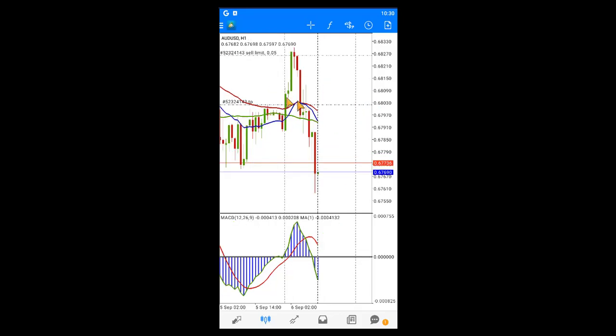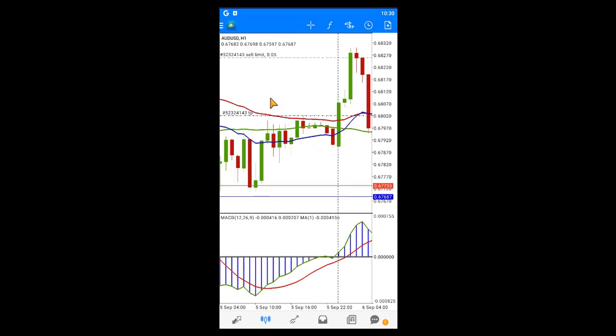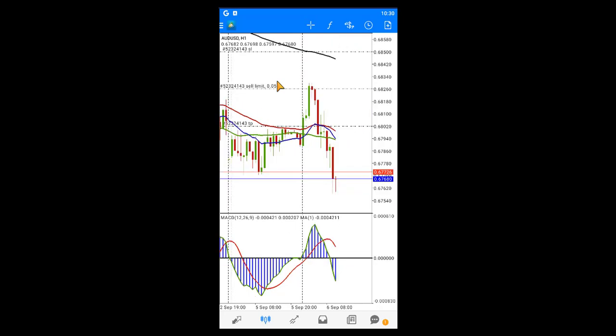So this is it. You can see it. Look closely on your screen. You will see sell limit there. Let me zoom in so that it will be bigger. Okay, it's bigger now. So 0.05 sell limit there. This is the take profit, and of course we have the stop loss up here. Now this is for sell limit.